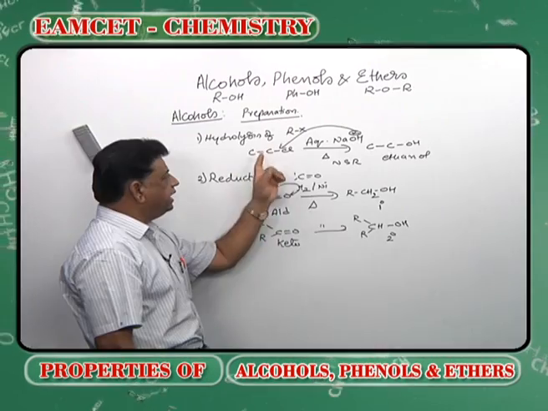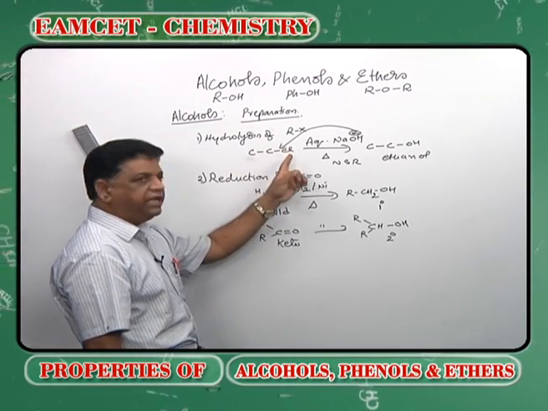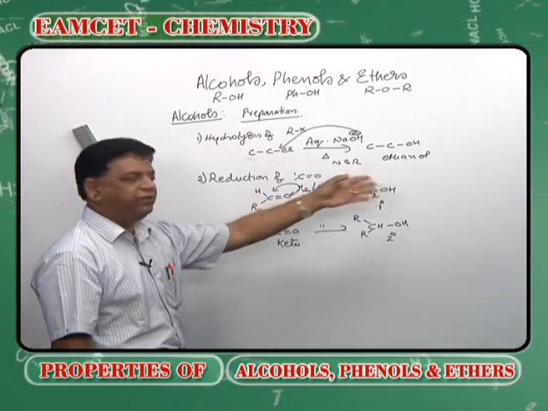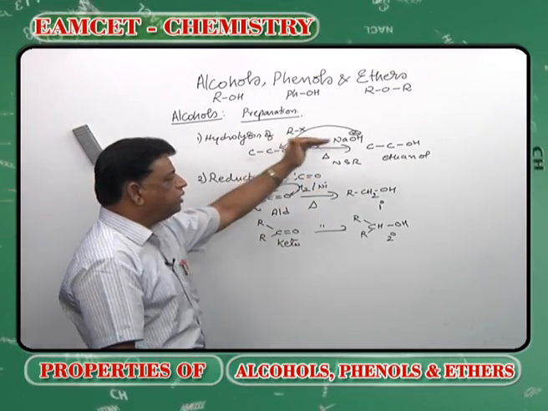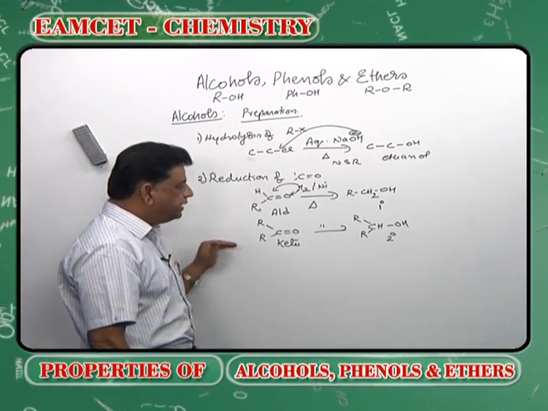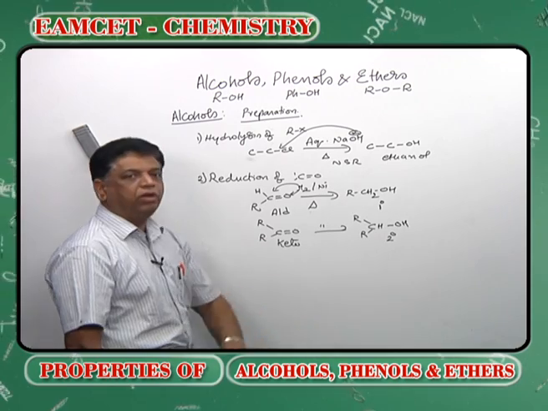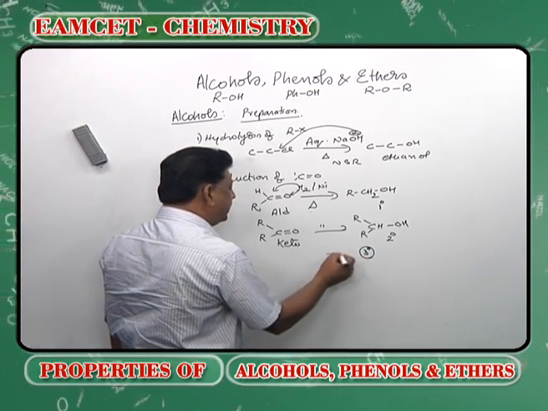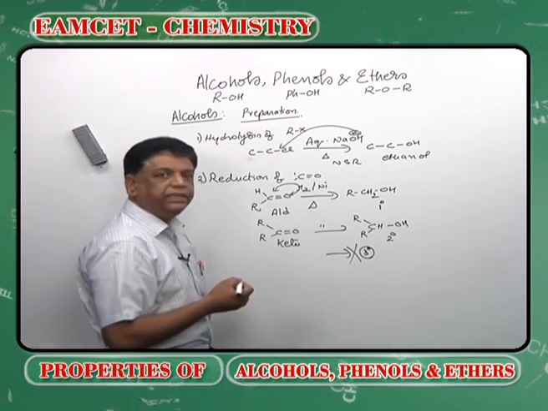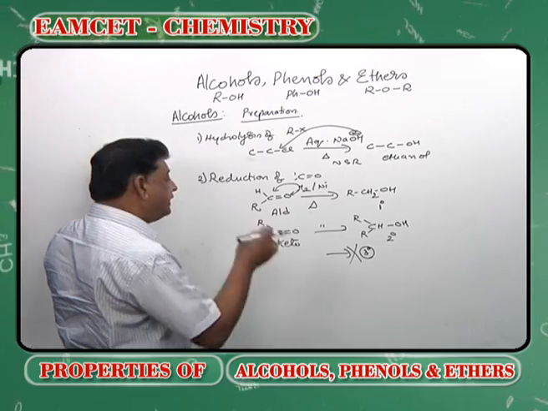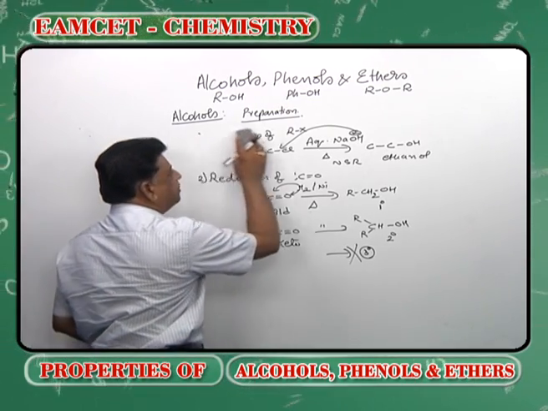In the previous method, if you have taken a 1 degree, 2 degree, or 3 degree alkyl halide, you will get it. Whatever the type of alkyl halide, you will get the same type of alcohol. But here, the limitation is that 3 degree alcohols cannot be prepared by this method. We have some subsequent methods where 3 degree alcohols also can be prepared.